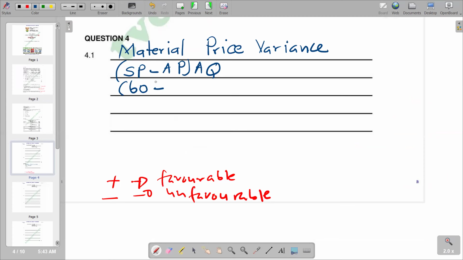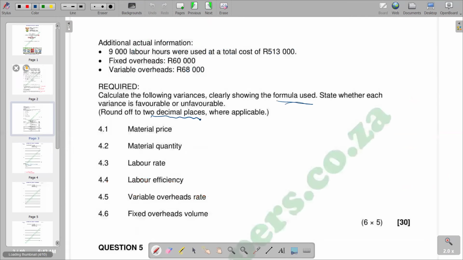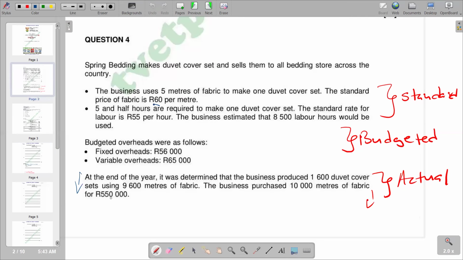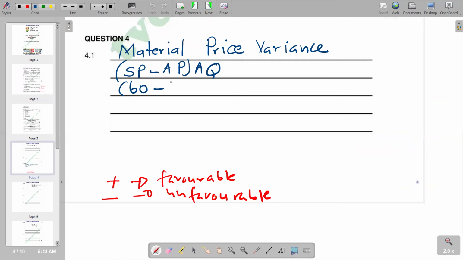Then we look for the actual. We go to the actual information section, whereby we are told that the business purchased 10,000 meters of fabric for 550,000 rands. So it means we have to calculate the actual. And how do we calculate the actual? We are going to say the total value, which is 550,000 divided by 10,000 meters. Then we get our actual price. So basically, that's what we have in terms of actual price. So on another section, again, we can formulate another brackets, whereby now we are saying 550,000.